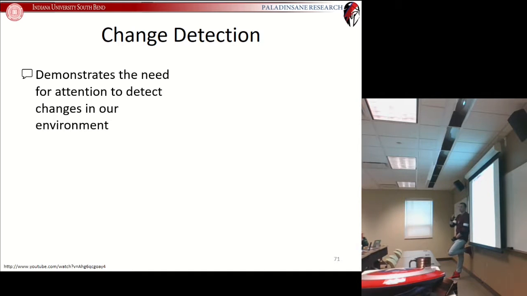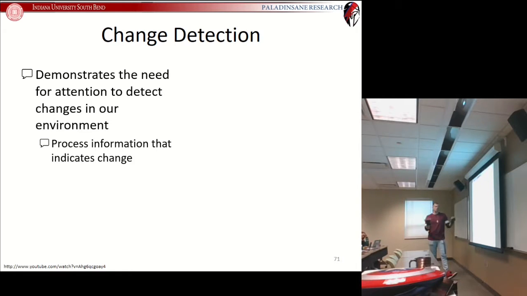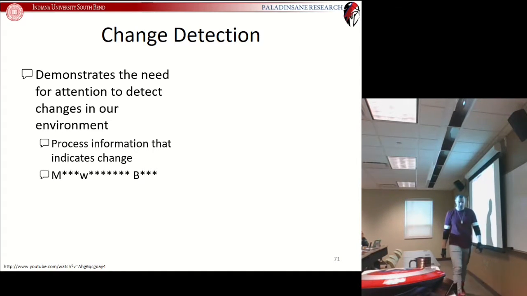Because for us to truly notice our environment and changes in our environment, we need to dedicate attention to the aspects of the environment that we consider important, process those, and dedicate processing power to that. So we tend to process information that indicates change. And we're going to take a look at an example. You might have seen this one before.